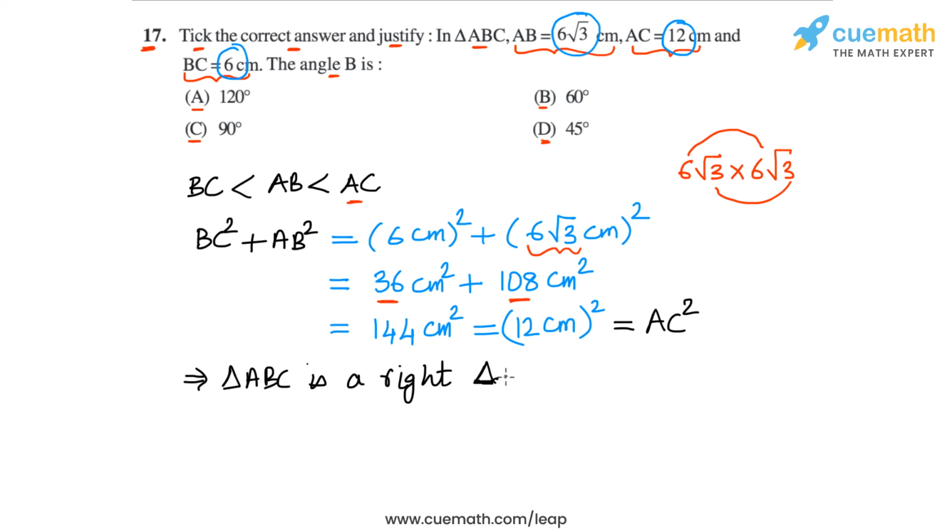And what will be the vertex at which the angle is 90 degrees? So as I said earlier, the longest side is AC. So AC is the hypotenuse. So the vertex opposite to AC, which will be B, will be the right angled vertex. So ABC is a right triangle at the vertex B. And this finally tells us that angle B is 90 degrees. Okay, and this is what we had to find. The value of angle B is what we had to find. So angle B is 90 degrees. So the correct option is option C. And with this, we have completed question number 17.